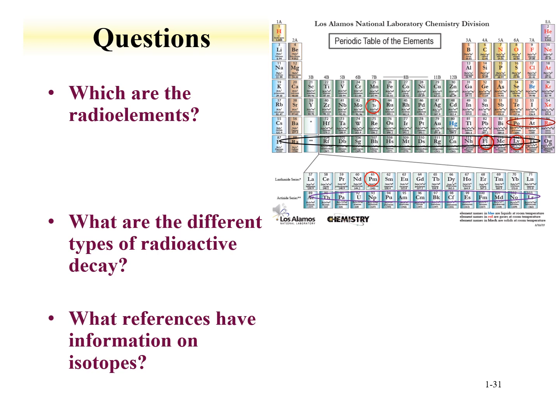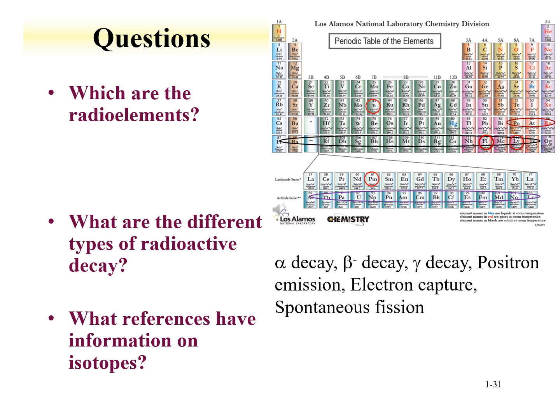You should also be familiar with the different types of radioactive decay. These include alpha decay, beta minus decay, gamma decay, positron emission, electron capture, and spontaneous fission. At this point, you should really know what these types of decays are in a very general sense. Subsequent lectures will describe these decay routes in much more detail.